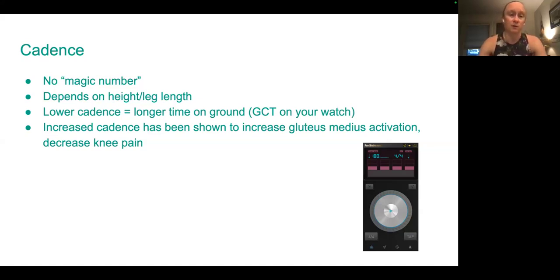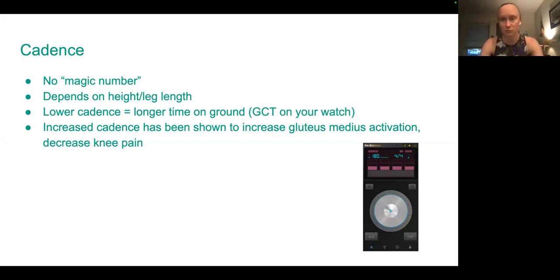But if you're a really tall person, if you have really long legs, 180 is probably not going to be in the cards just because it takes so long to turn your legs over. That doesn't necessarily increase your injury risk. That's just how your body is built. But we do know that a lower cadence means longer time on the ground.